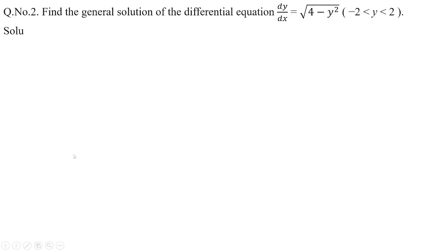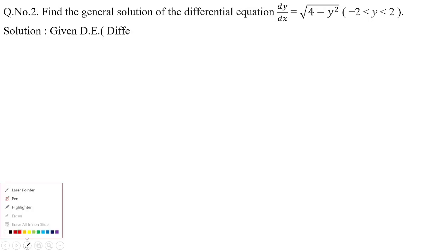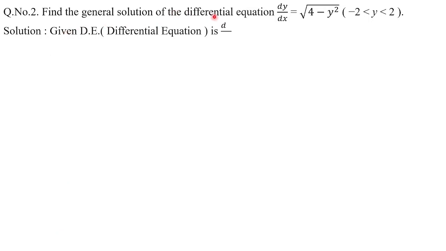Just wait for a moment, my children. Yes. See question number 2. Find the general solution of the differential equation dy by dx is equal to square root of 4 minus y square, where minus 2 is less than y is less than 2. This is the given differential equation.